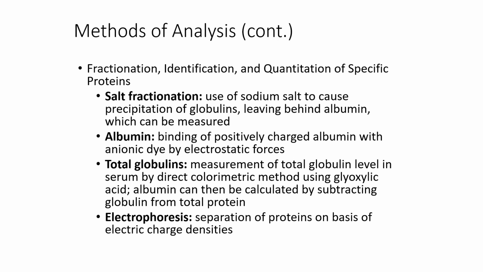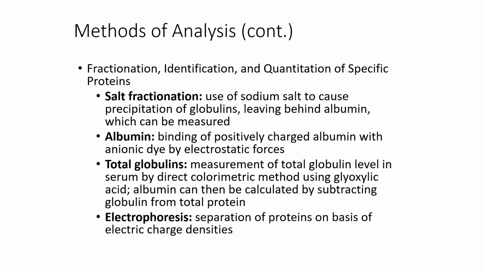So: fractionation, identification, and quantification. Salt fractionation uses sodium salt to cause precipitation of globulins, and that leaves behind albumin. Albumin, again, we do that dye binding by electrostatic forces, and then that can be directly measured. Total globulins in serum are measured by direct colorimetric methods using glyoxylic acid. Albumin can then be calculated by subtracting globulin from the total protein.